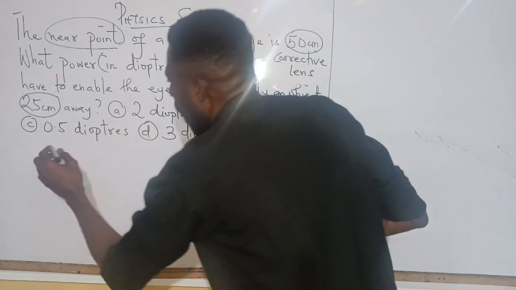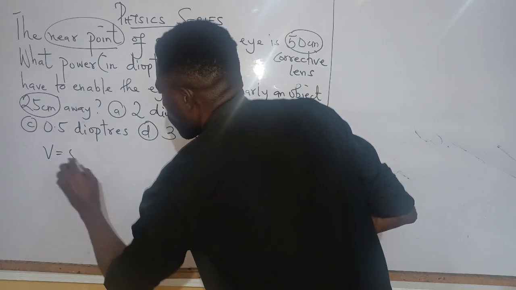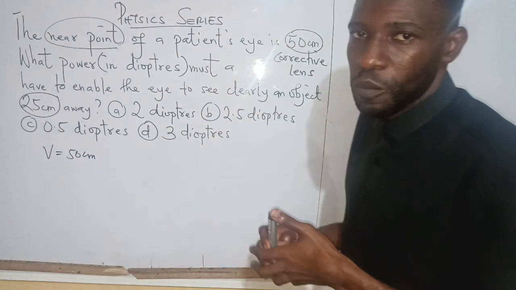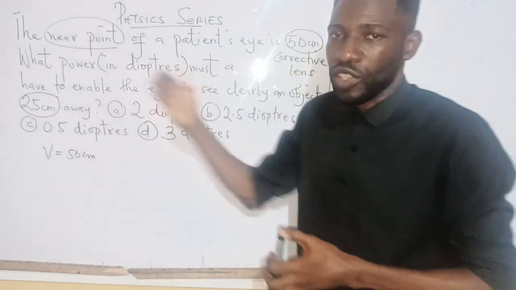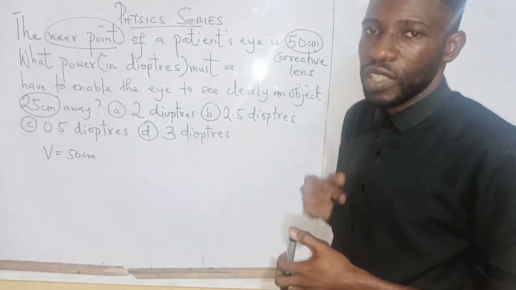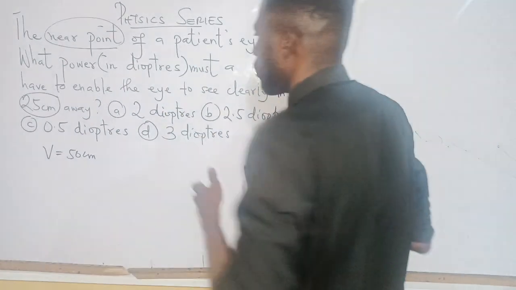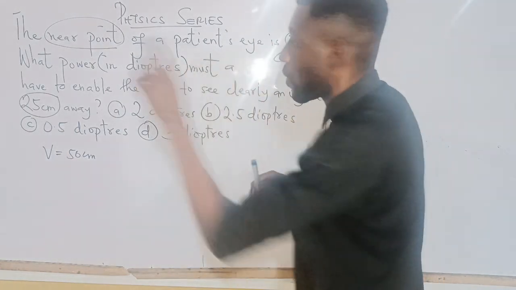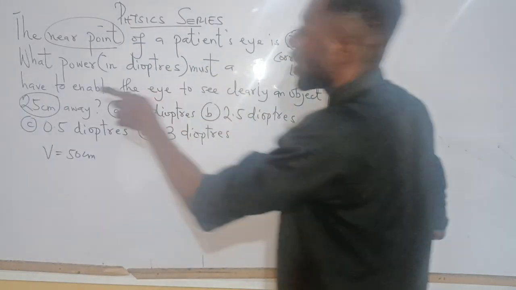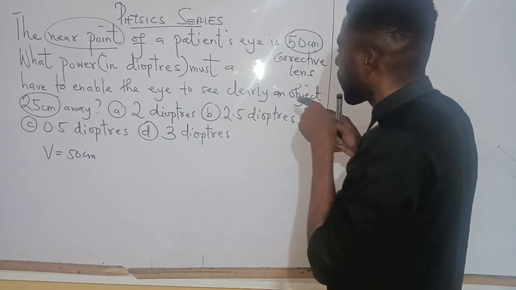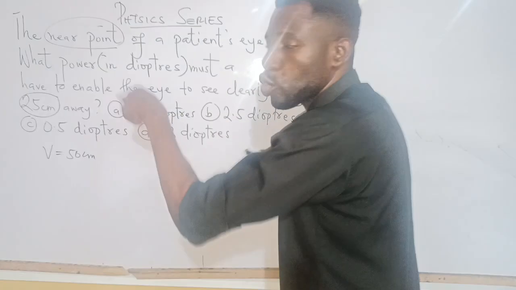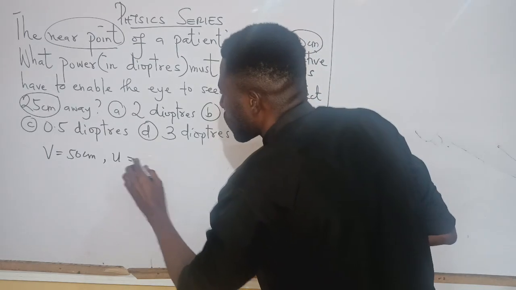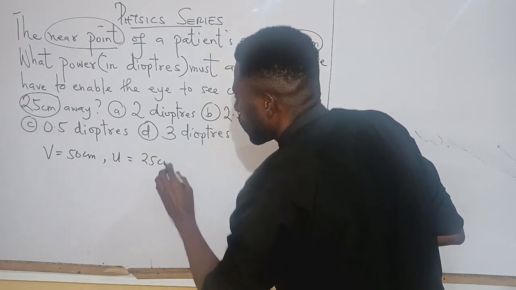That is our V. What does V stand for in optics? That is the image distance. The image the person can see is 50 centimeters. Now, what power in diopters? Diopters is the SI unit for power. Must the corrective lens have to enable the eye to see clearly an object 25 centimeters away? So our U, which is our object distance, is 25 centimeters.